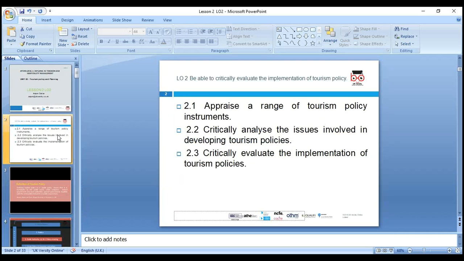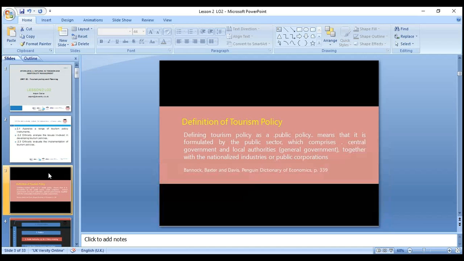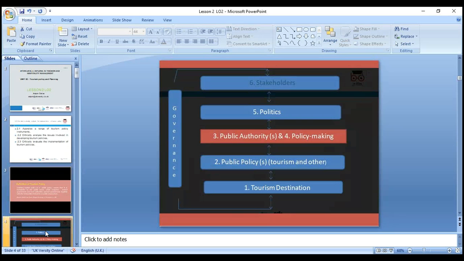So today our focus will be, of course, we discuss policy, but we'll try to be on the implementation side. Tourism policy is defined as a public policy, meaning it is formulated by the public sector, which consists of central government, local authorities together with the nationalized industries and the private corporations.